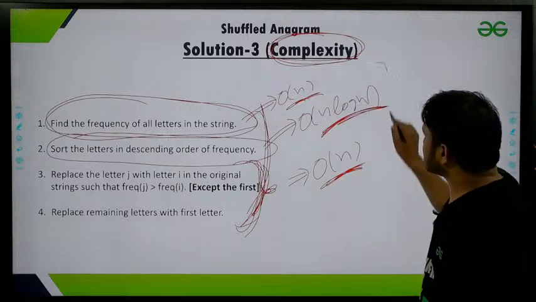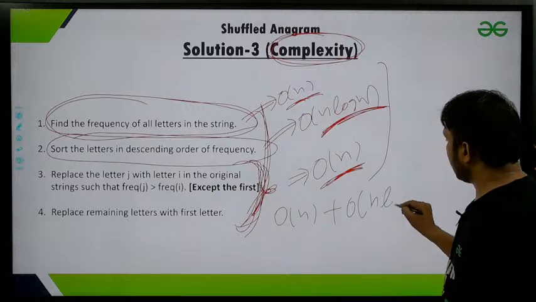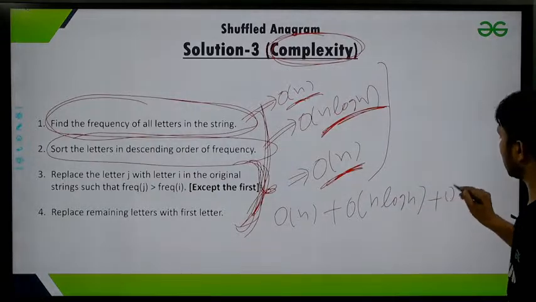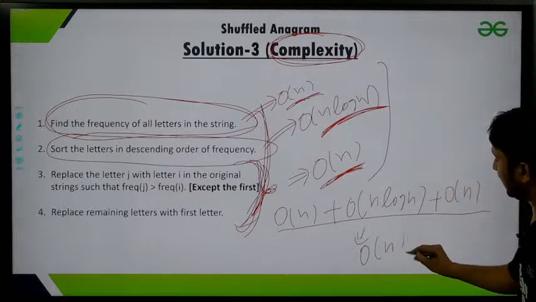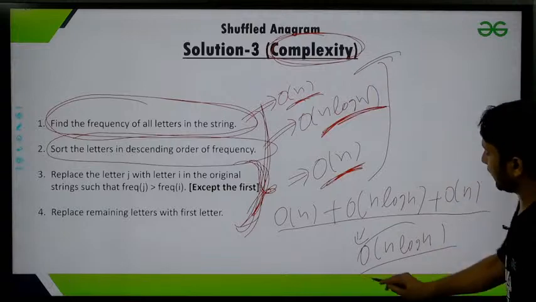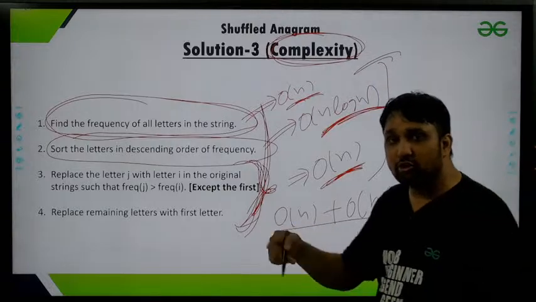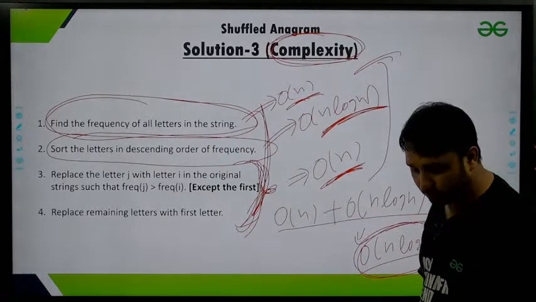So what is the total complexity? You can add order of n plus order of n log n plus order of n. So the complexity is order of n log n. For this solution also, the complexity is n log n. The complexity of the second solution was also n log n. Here also the complexity is n log n.